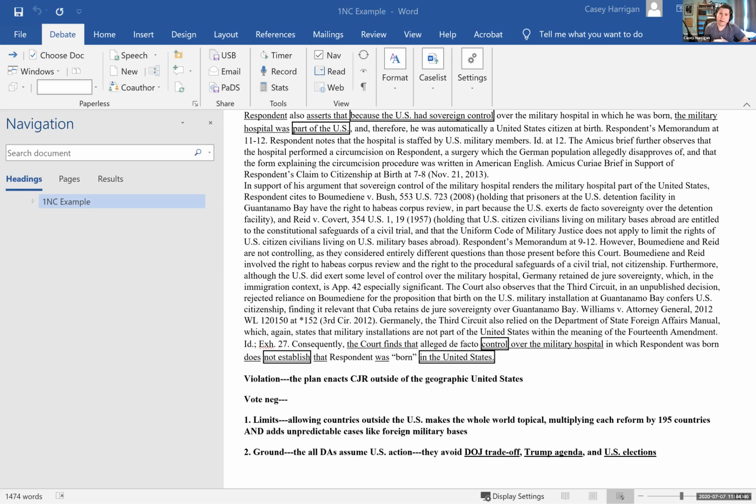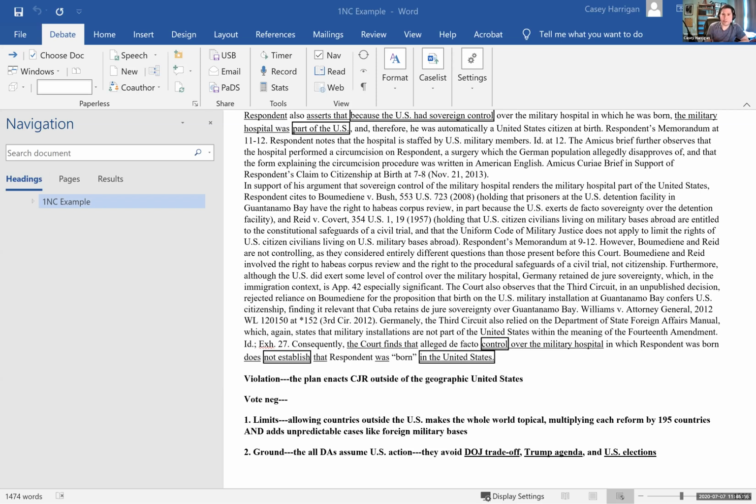Then we have our violation, which is the argument that the plan does not meet this interpretation. In this 1NC, there is an explicit violation. Sometimes the 1NC will not enumerate the violation. It will just be implicit, and that is okay. But I would say that you should include a brief violation. It doesn't have to be evidenced.